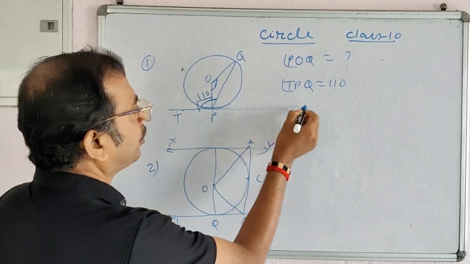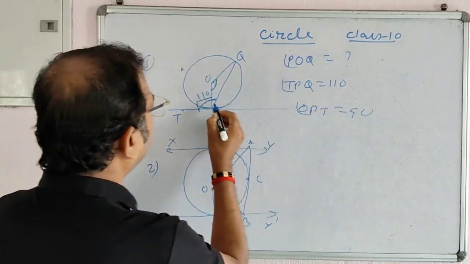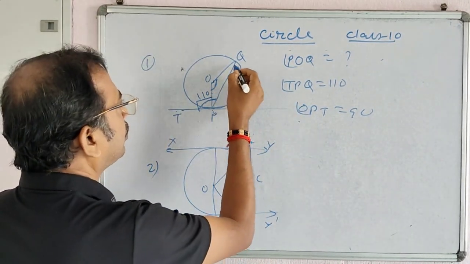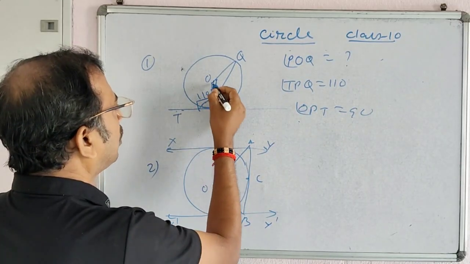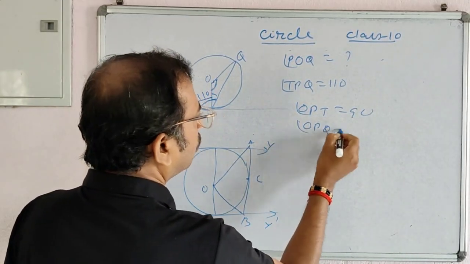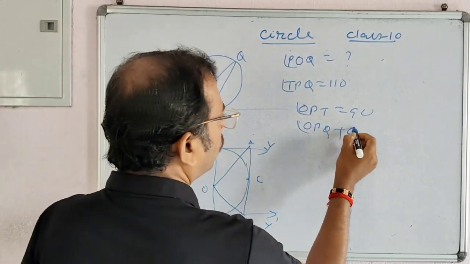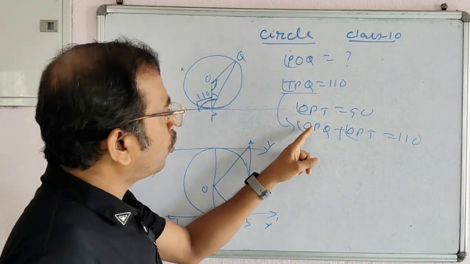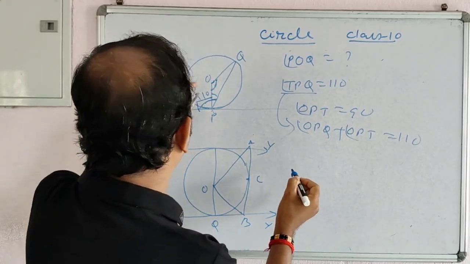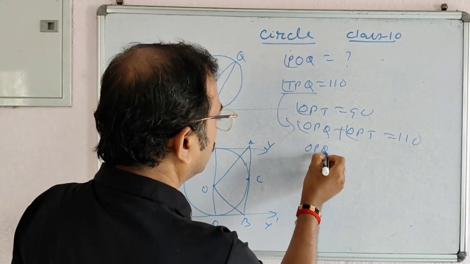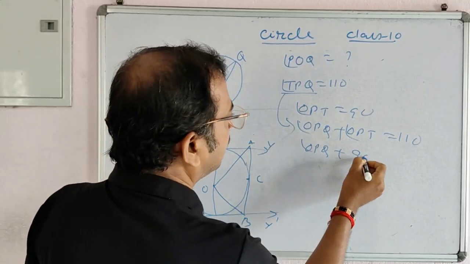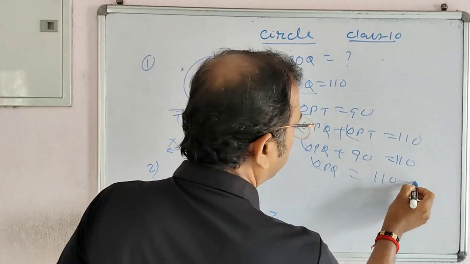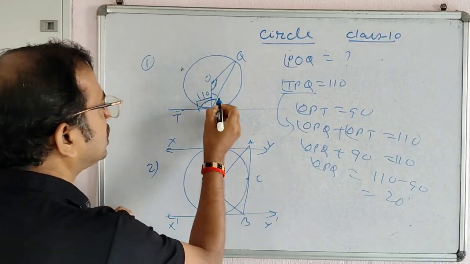So OPT is given as 90, but the total angle TPQ is this angle plus this angle, OPQ plus OPT. TPQ is equal to 110, so OPQ plus OPT, which is 90, equals 110. Then OPQ equals 110 minus 90, 20 degrees. So this angle is 20.